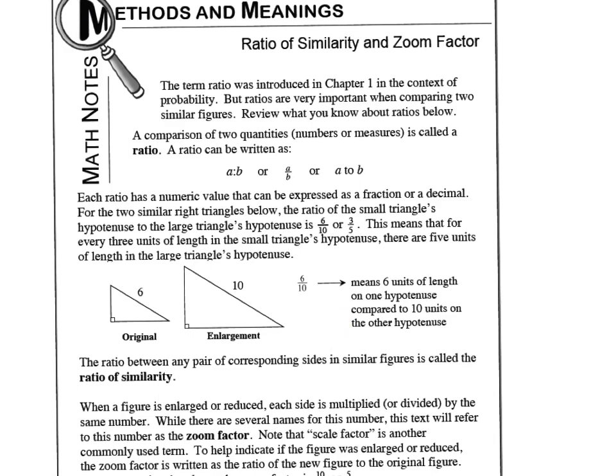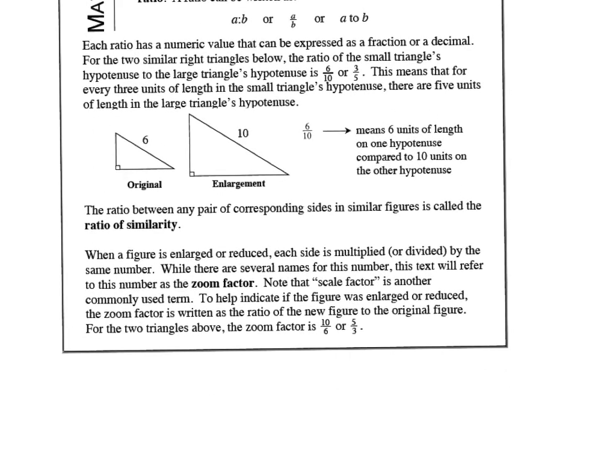And so this math notes goes on to say when a figure is enlarged or reduced, each side is multiplied or divided by the same number. Well, there's several names for this number, as I've highlighted already. This text will refer to this number as zoom factor. So they're going to call this thing right here, the 6 over 10, the zoom factor. To help figure this out, if the figure was enlarged or reduced, the zoom factor is written as a ratio of the new figure to the original. So the number on top is the new figure divided by the original one right here. Since this number is bigger than 1, I know that this is going to be an enlarged figure. So there's a lot of information in there.